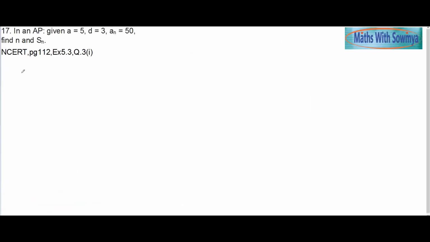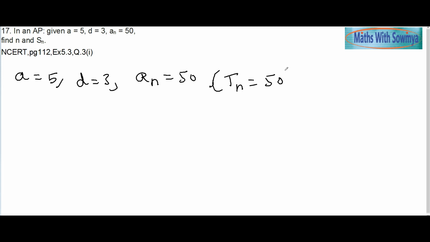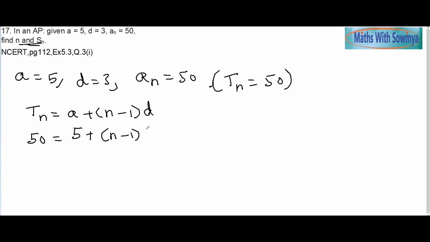In this sum, it is simple. Already given A is 5, D is equal to 3, An is equal to 50. Even you can take it as Tn also. The nth term is given. You have to find the value of n and Sn. So we can take Tn is 50. A plus n minus 1 into D. 50. A is 5 plus n, whose value I don't know, but D value is given to me.